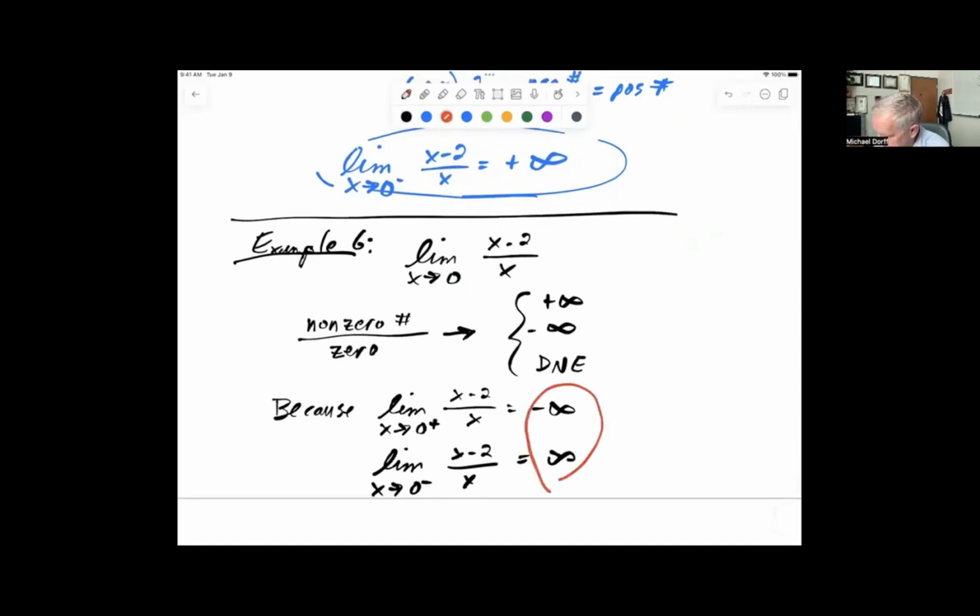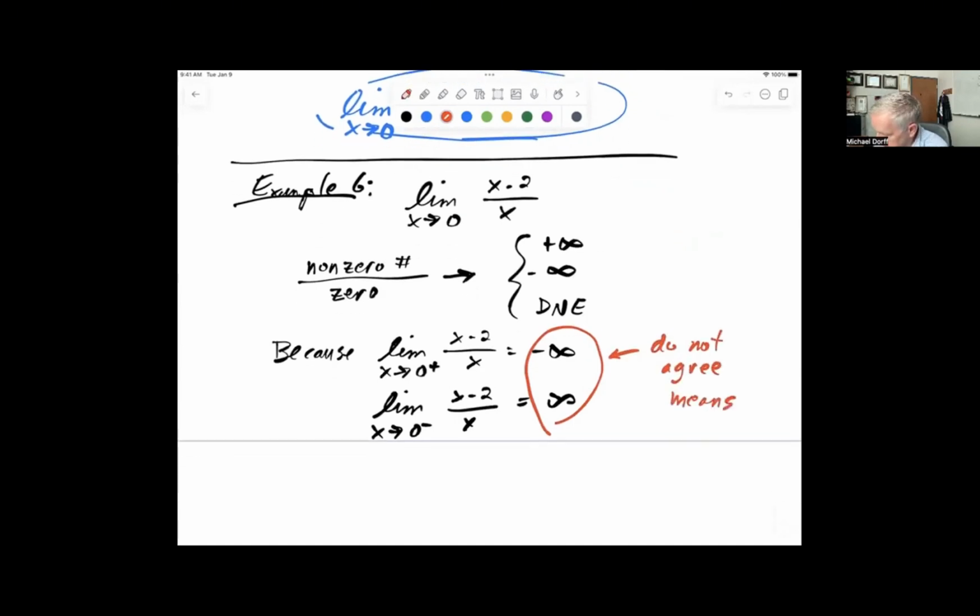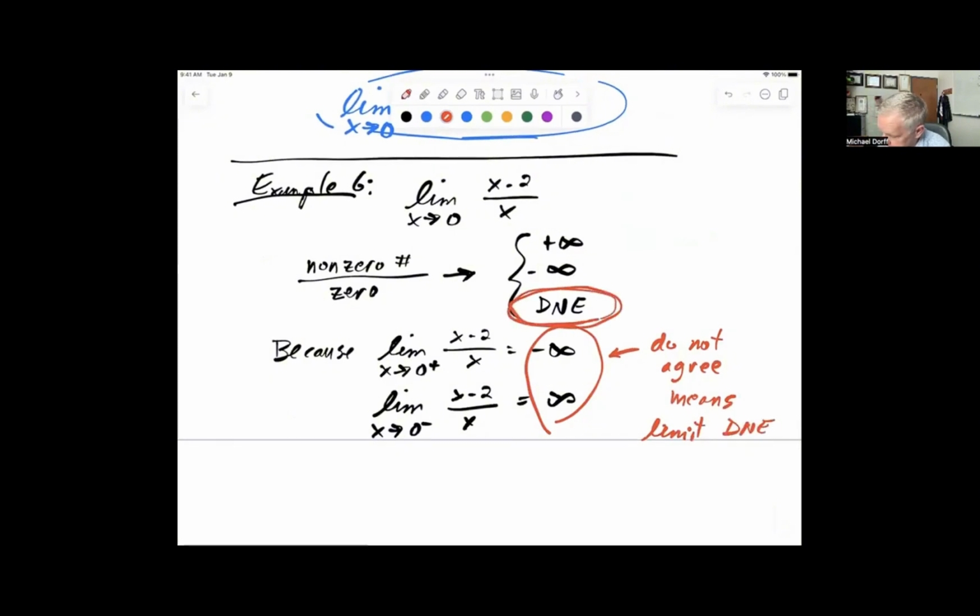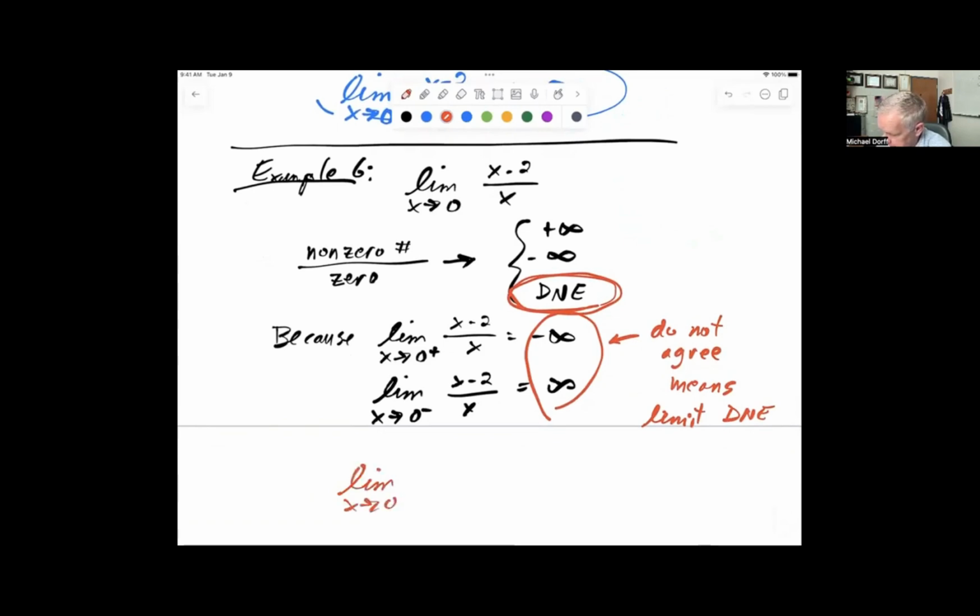So if these do not agree, or they're not the same, that means the limit does not exist. So the answer is does not exist. The limit as x goes to 0 of (x minus 2) over x does not exist.